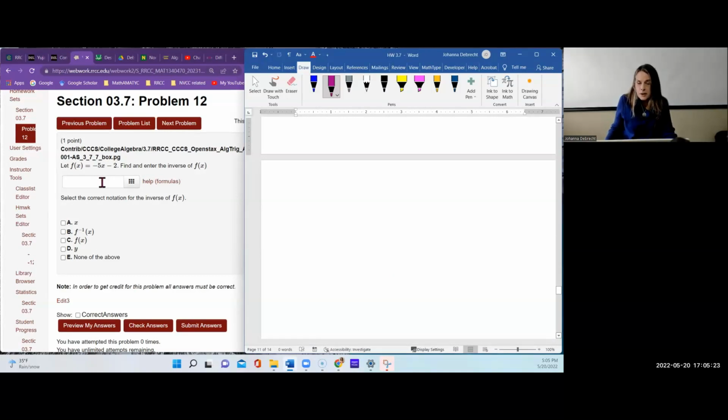Does it just want the right side? Does it want y equals? Does it want f inverse equals? I'm really not sure. I'm going to enter it with y equals and see what it does.